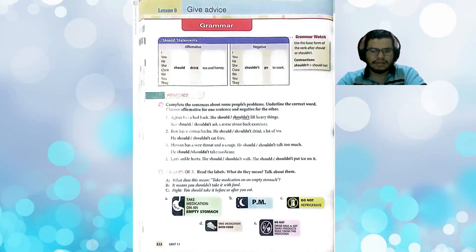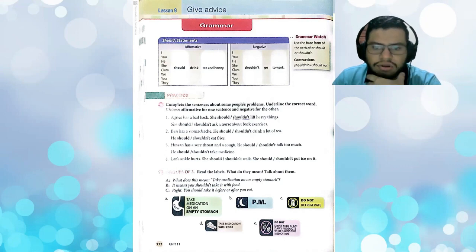The next one. But it depends on the kind of tea. If, for example, we have chamomile tea, he should. But if you're talking about tea that contains a lot of soda, a lot of sugar, he shouldn't. Number 3.